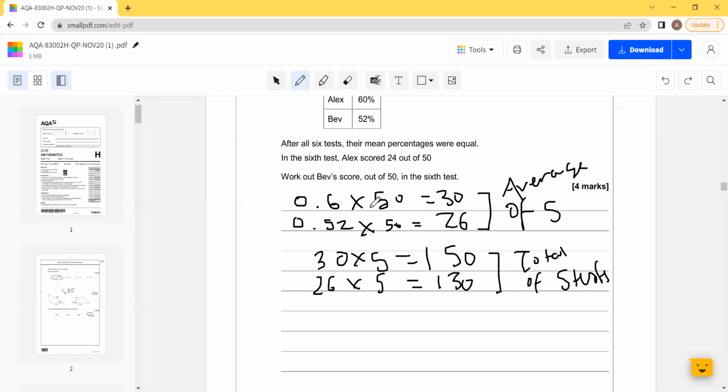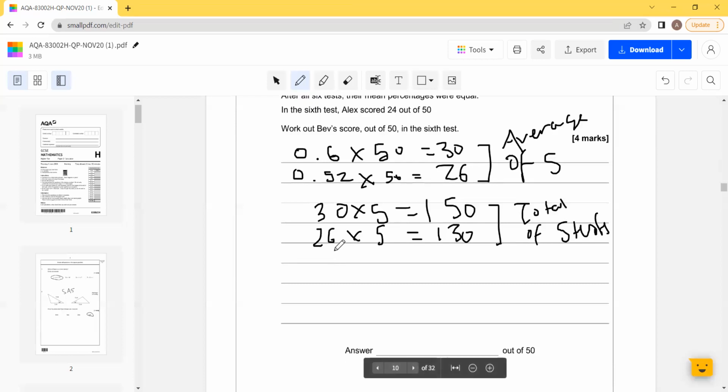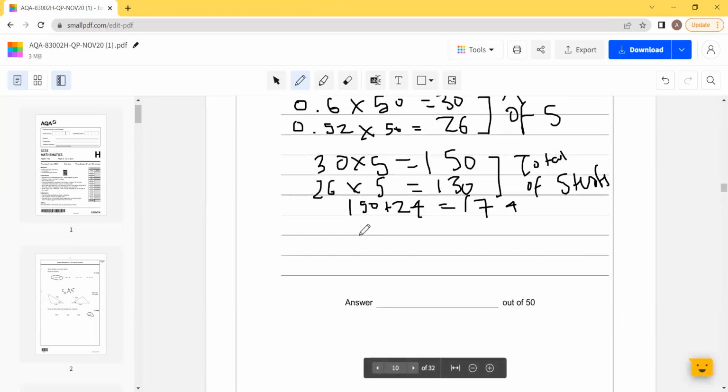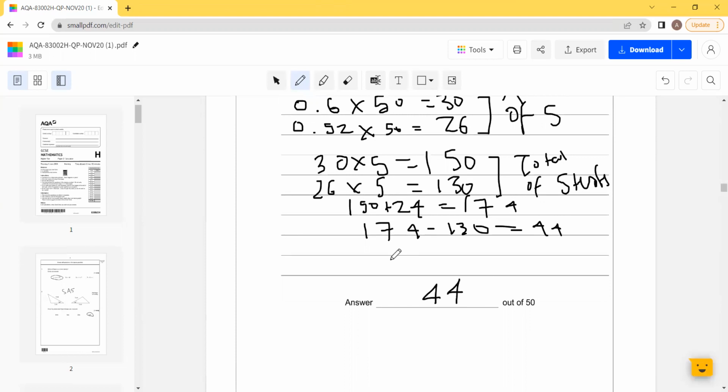Okay, now we know that Bev has an unknown score in the 6th test because we're trying to find that out. But we do know in the 6th test, Alex scored 24 out of 50. So if Alex scores 24, he now has 150 plus 24, which is 174 marks. So all we need to do now is 174 minus 130, which is 44. So Bev must have scored 44 marks in the 6th test.